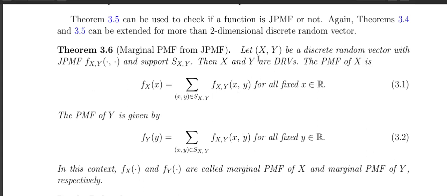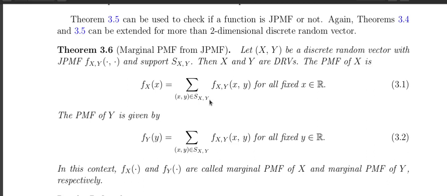So what the theorem basically says is: let XY be a discrete random vector with joint PMF f_XY and joint support S_XY. Then X and Y both are discrete random variables, and the marginal PMF of X can be found by taking the summation of the joint PMF over all possible values of Y. Note that in this case x is fixed. So for each fixed x, I need to take this sum. What is this sum? As x is fixed, I have to take the sum for all possible values of y such that (x, y) belongs to the support of XY.